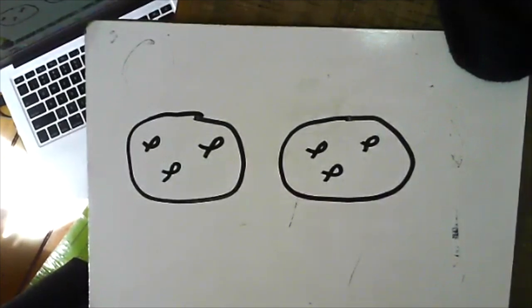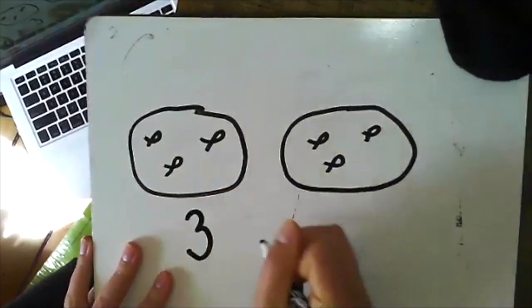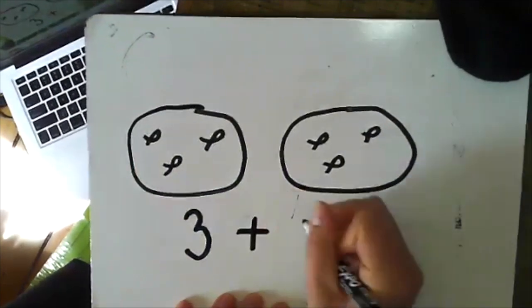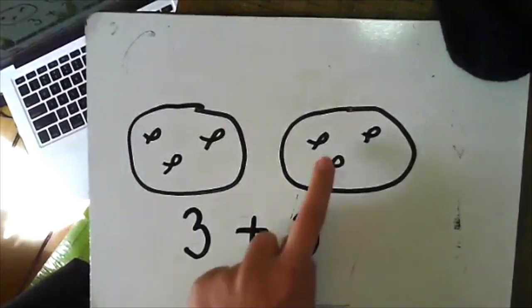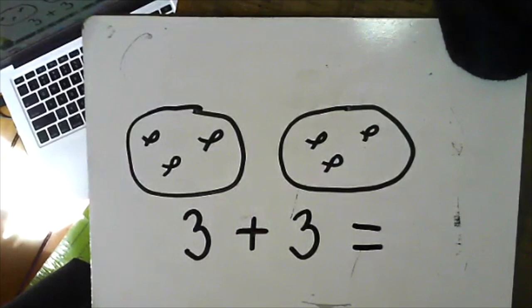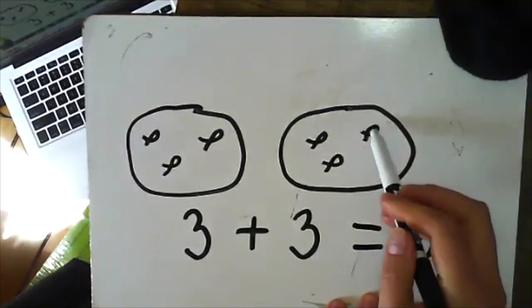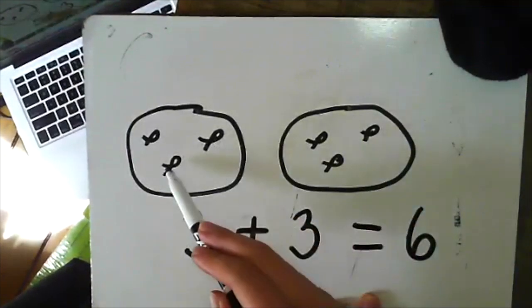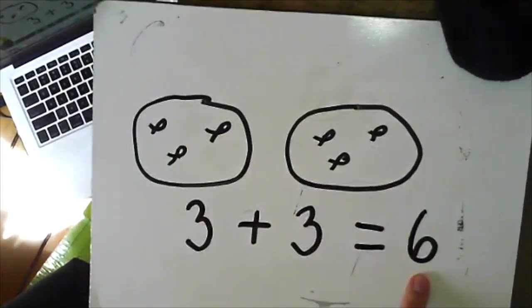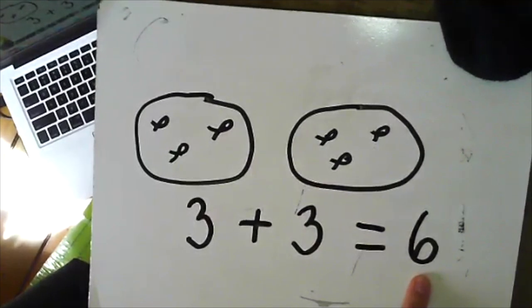How could I show this with numbers? That's right, I can write 3. That 3 is for the 3 fish in that bowl, plus 3. That 3 is for the 3 fish in that bowl, equals how many fish do I have in all? Yeah, I have 6 fish in all. 1, 2, 3, 4, 5, 6. The 6 is for the 6 fish I have in all.